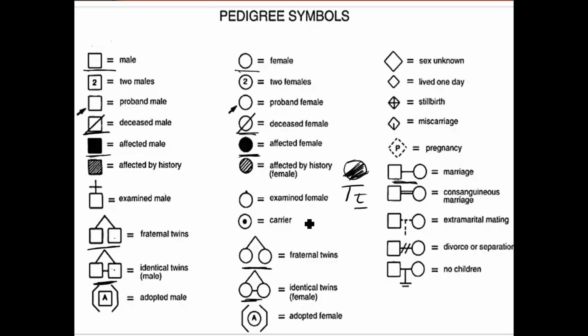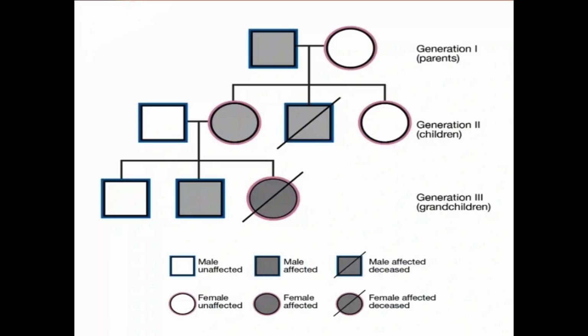Okay. All right. Let's apply this to a symbol. Look at this. Remember I told you they always give you keys, so you can see the keys here. This is showing you affected male, and this is showing you free female, unaffected female.